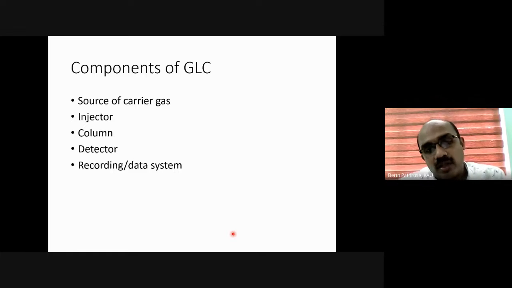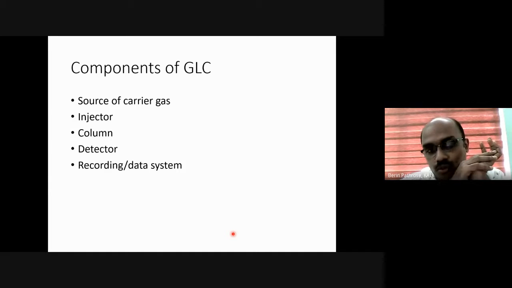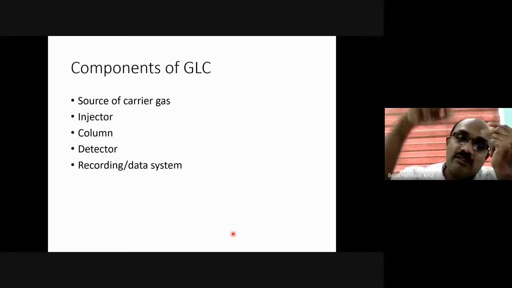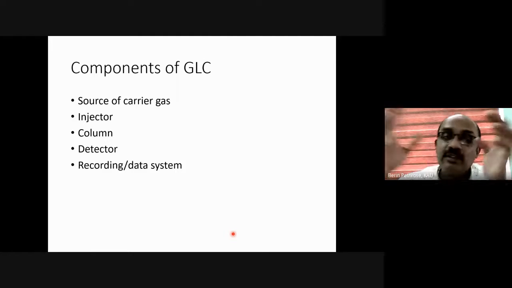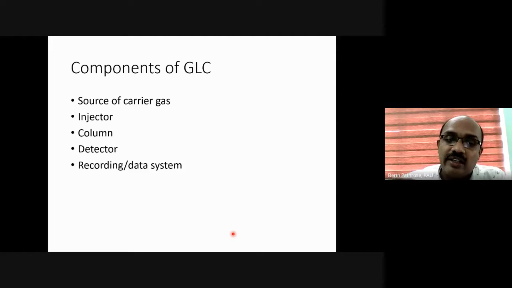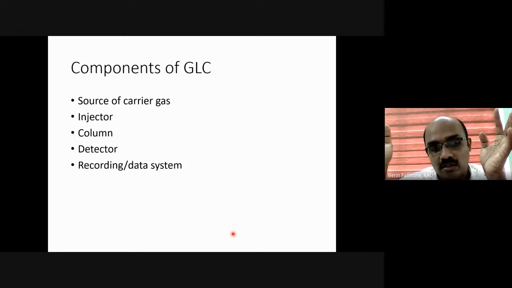So let's see what are the parts, components of a gas liquid chromatograph. The first one is the source of carrier gas. That means we need a gaseous mobile phase, so we need a source of the mobile phase, that is the source of carrier gas. Then we should have an injector wherein we introduce the sample. Then we have the column wherein we have the stationary phase where the separation occurs. And at the end of the column, we have a detector so that we detect the separated compounds individually with the help of a detector.